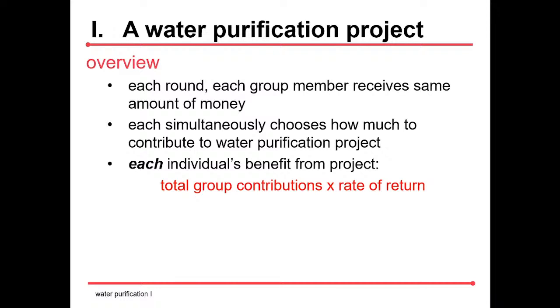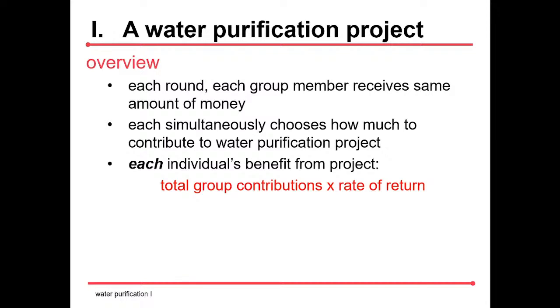It's going to be over multiple rounds, and the idea is that in each round, each group member receives the same amount of money. So in the framework of the multi-round, repeated games we have discussed before, your endowment is regenerated in each of these rounds. Of course, this is not going to be really incentivized. It's artificial virtual money, but please take it seriously and imagine that this money is on the line. Each player simultaneously and independently chooses how much to contribute to this purification project.